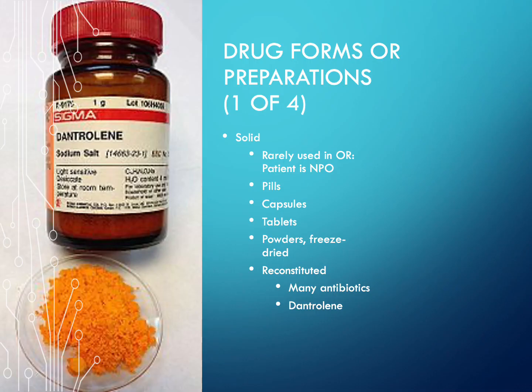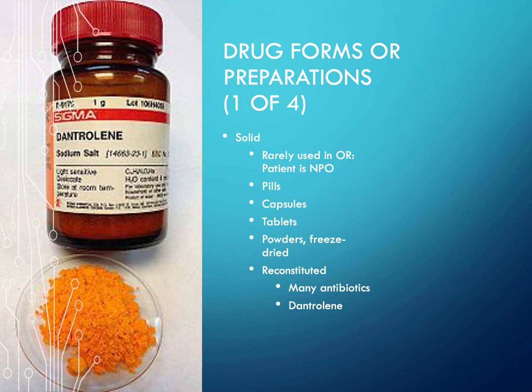Okay, first off, drug forms. A drug form is the drug's appearance or how it is prepared. Drugs do come in many different forms and preparations, but can largely be grouped into 4 categories. These categories are solids, semi-solids, liquids, and gases.